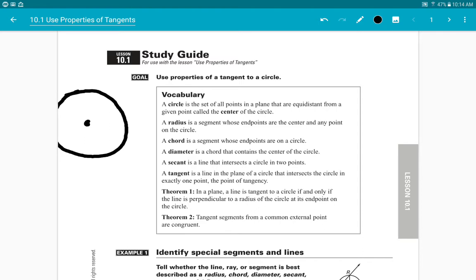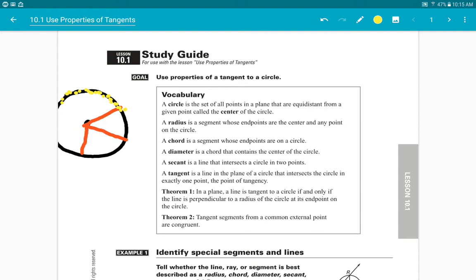Now the idea of it being equidistant is that the length from the center to the edge of the circle is going to be the same throughout, right? And we know that to be the radius. The radius is this segment that's drawn from the center point, and it's equidistant throughout. So that's what they're referencing: all these points on the circle. So there's technically an infinite number of points on a particular circle.